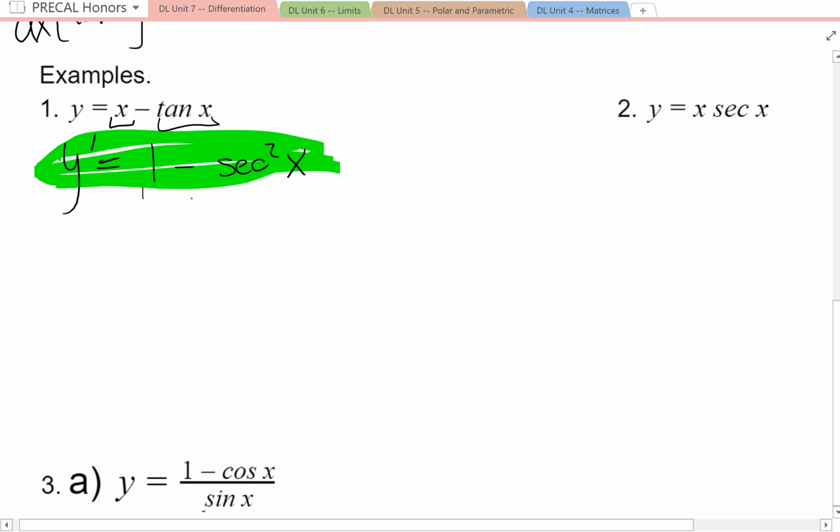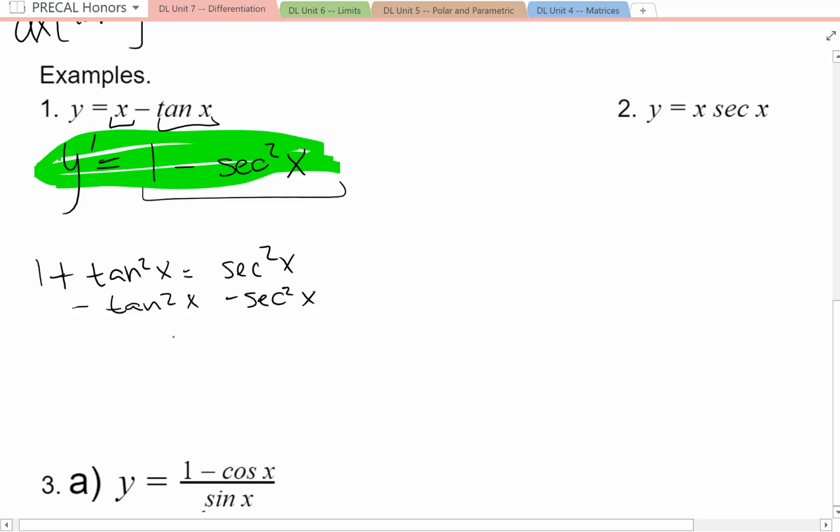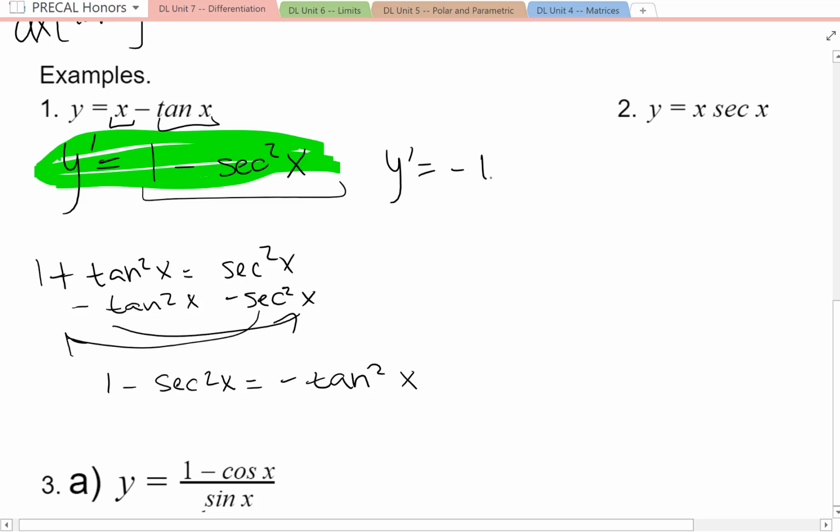You may think, hey, that kind of looks like an identity, and I thought the same thing. 1 plus tangent squared x is secant squared x. So if you subtracted secant squared x, you would also have to subtract tangent squared x to get this to that side and this to that side. So you have 1 minus secant squared x is equal to negative tangent squared x. So that would also be an acceptable answer for your derivative, negative tangent squared x.